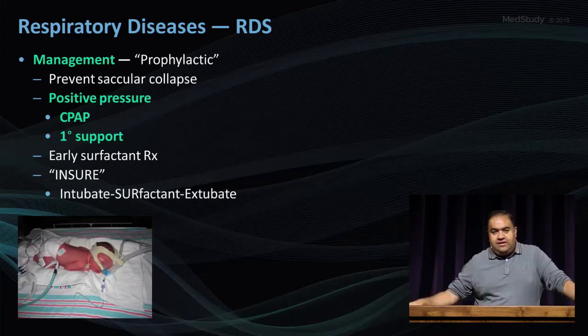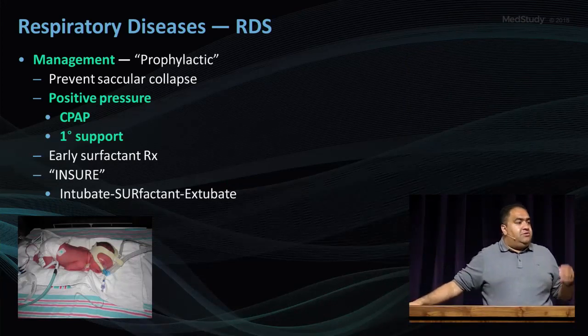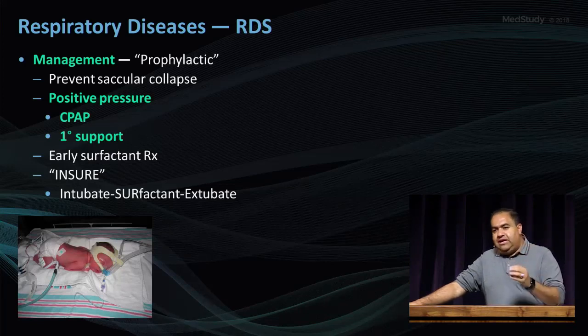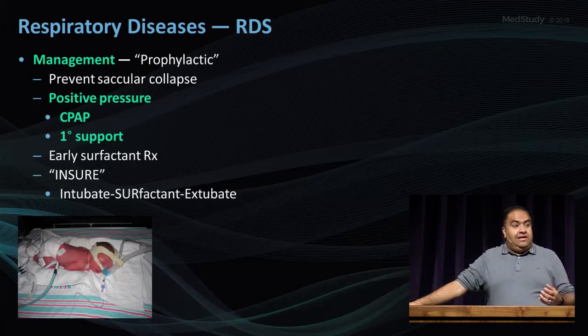So we want to prevent saccular collapse. A lot of times now what we try to do is early CPAP to really keep that airway open and avoid atelectasis from occurring. And if you can avoid the atelectasis, you could probably go into a phase of non-invasive ventilation. We are trying everything we possibly can to not intubate babies anymore early on.